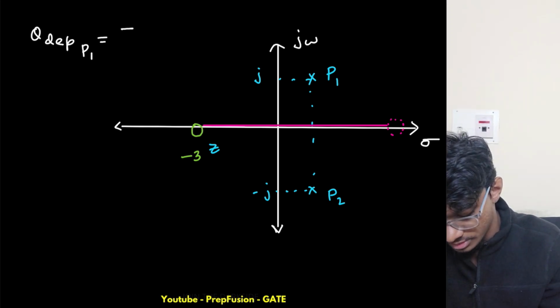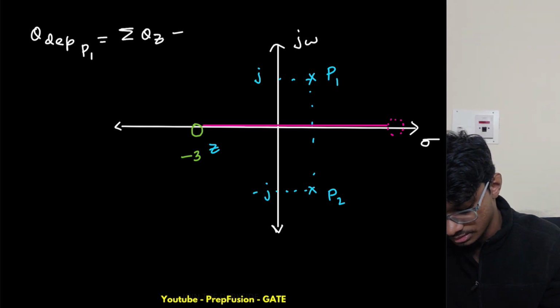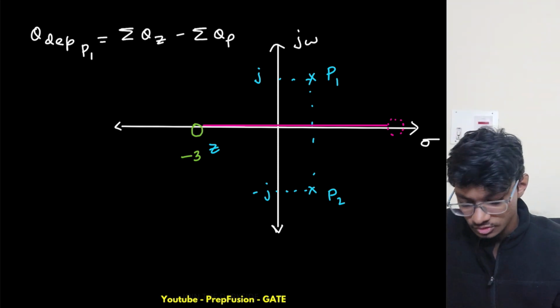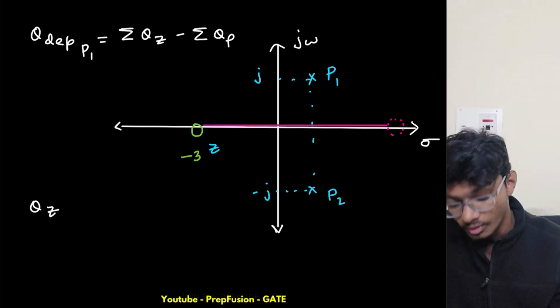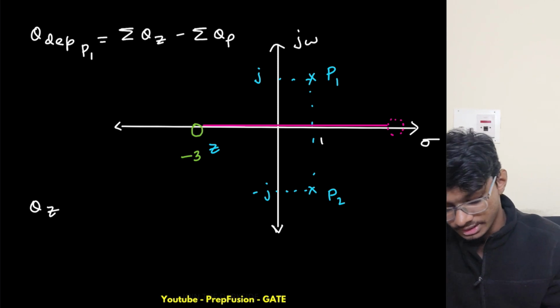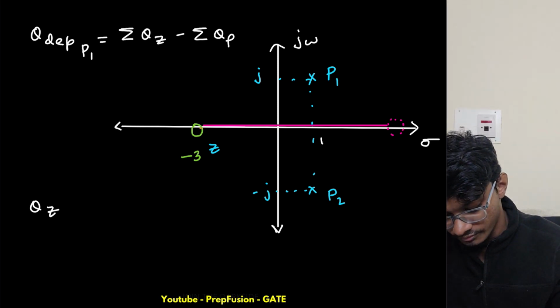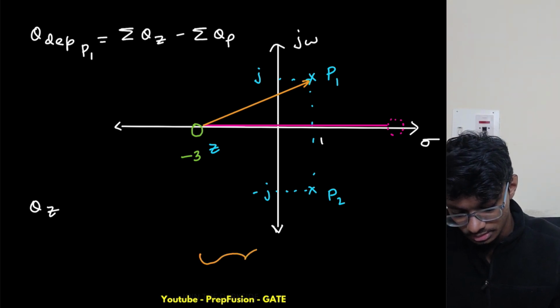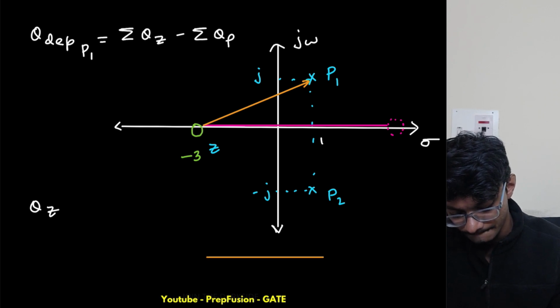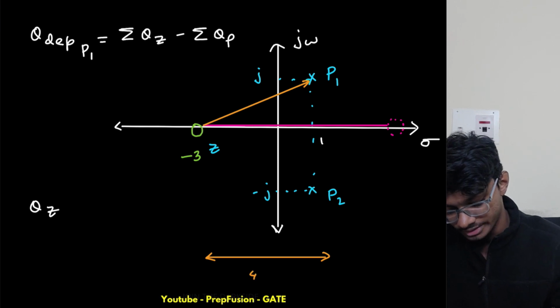It is basically the summation of theta Z minus the summation of theta P. This is my formula. So what is my theta Z? For theta Z, again I will use the same approach: draw a vector from here to here. My x distance is 4, and what is my y distance? Basically y is 1 itself.